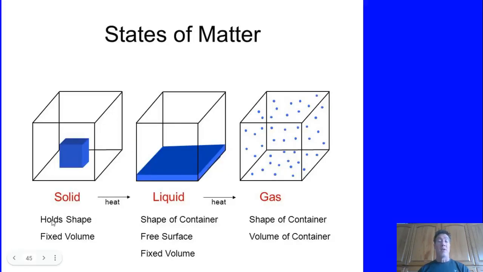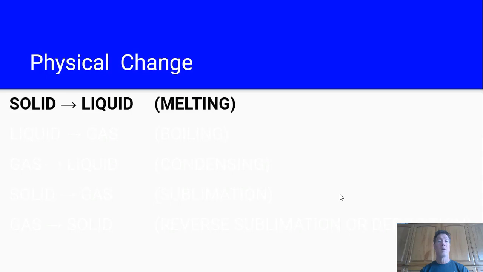When it is a solid, it holds its shape and has a fixed volume. When it's a liquid, it takes the shape and volume of its container. When it's a gas, it takes the shape of its container and the volume of its container. So this is a physical change, and there are lots of physical changes that matter can undergo.